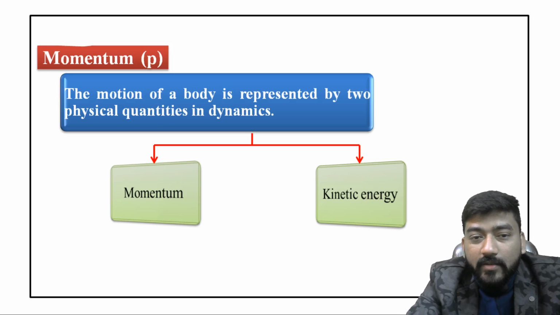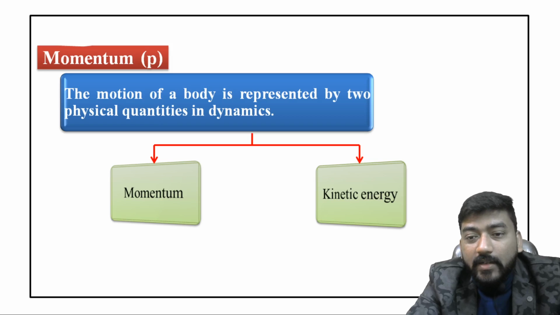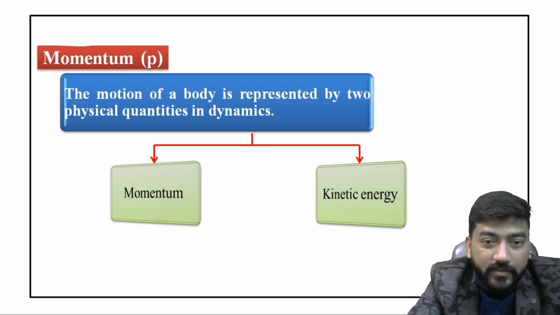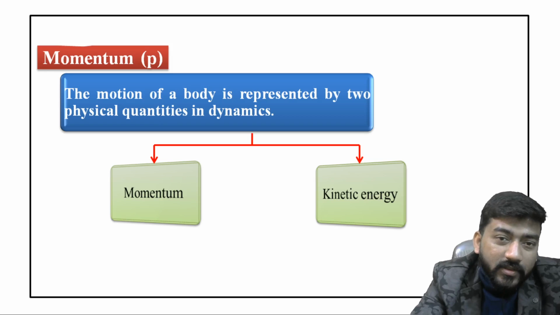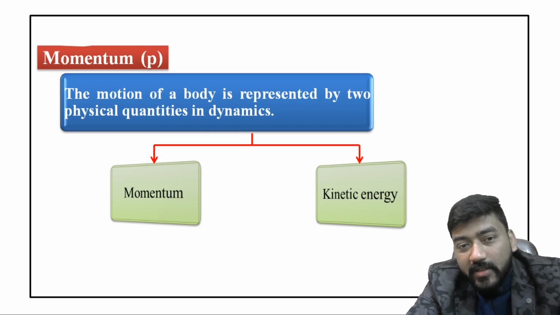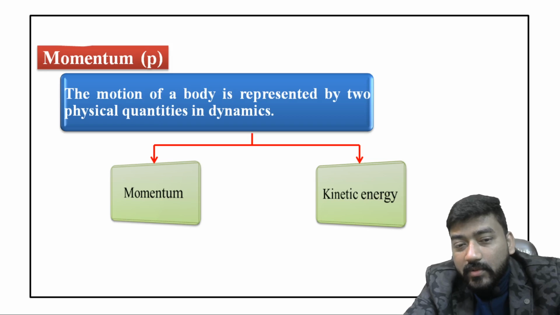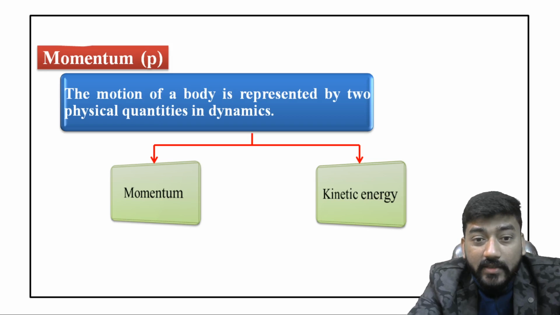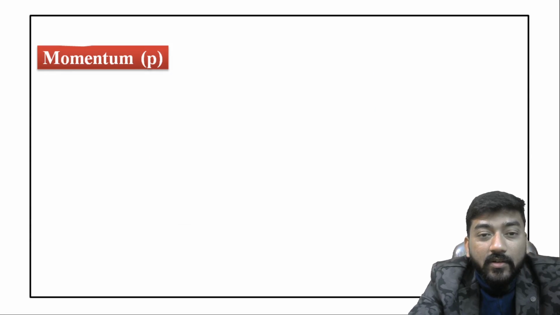These are the measurable physical quantities in dynamics, momentum as well as kinetic energy. There are many other physical quantities, but these two are very important. This is the basic fundamental of dynamics. Kinetic energy we will discuss later in another chapter, and from there we can also discuss the whole motion, taking kinetic energy as the basic quantity. But here we will discuss the motion from the viewpoint of momentum. There is another difference also: momentum is a vector quantity and kinetic energy is a scalar quantity.